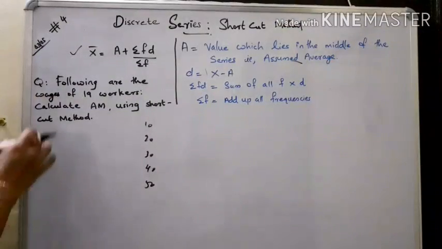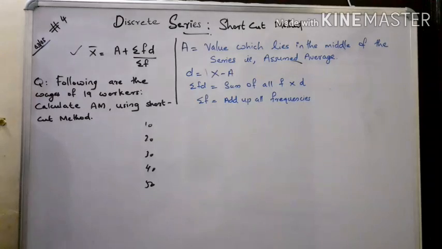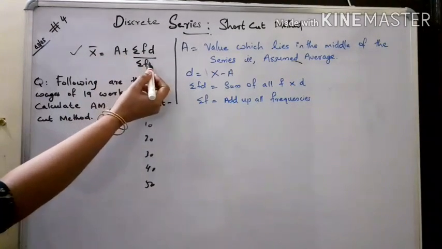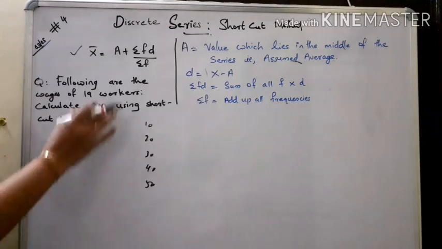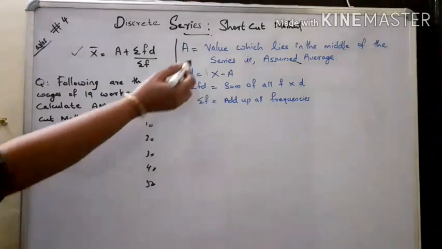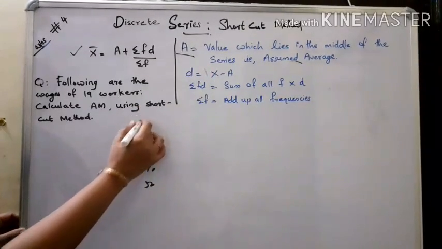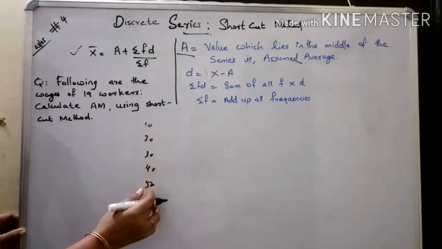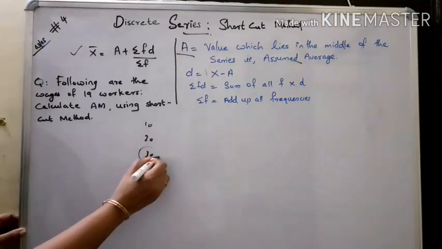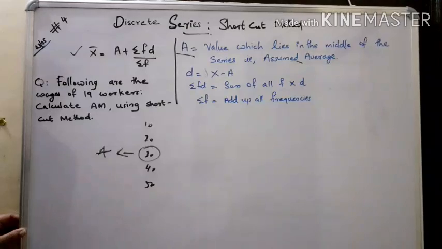So students, first of all we understand the discrete series shortcut method equation, that is x bar is equal to a plus sigma fd divided by sigma f. Here a is equal to assumed mean or assumed average. The assumed mean is the value which lies in the middle of the series. For example, in this series 10, 20, 30, 40, 50, which value lies in the middle? That is 30. So you consider 30 as the assumed mean.